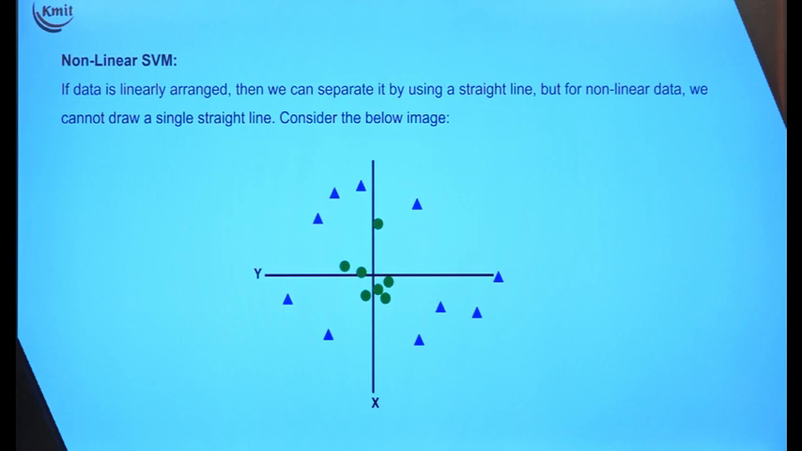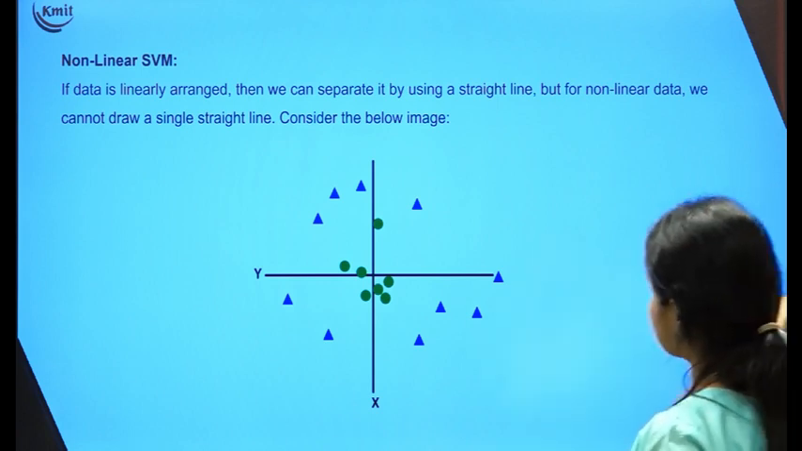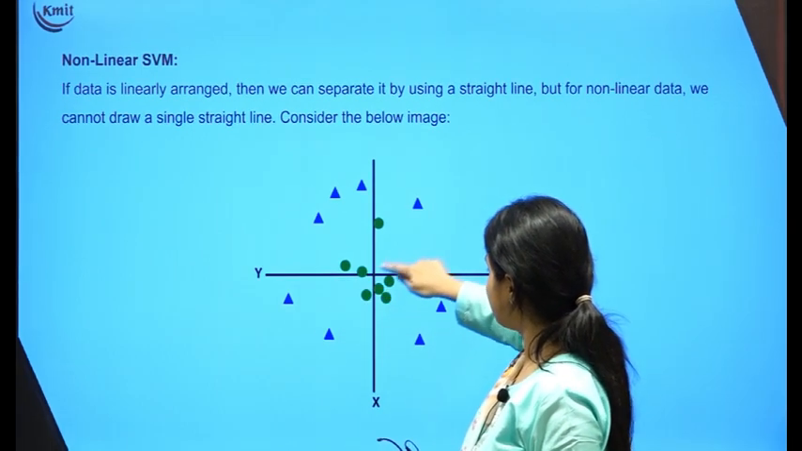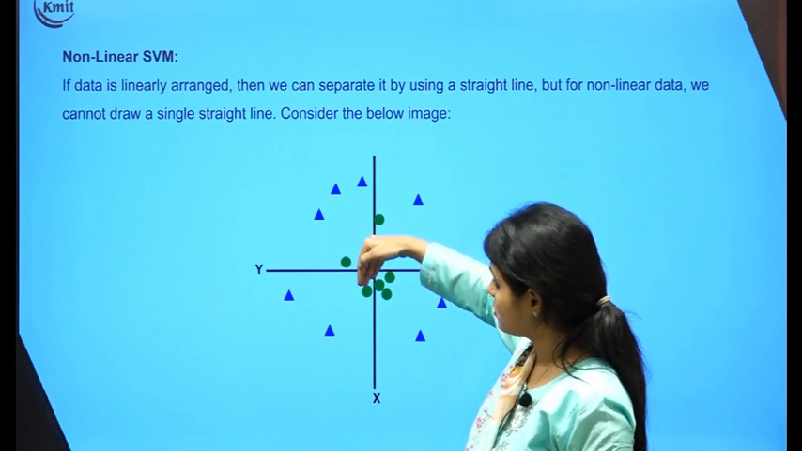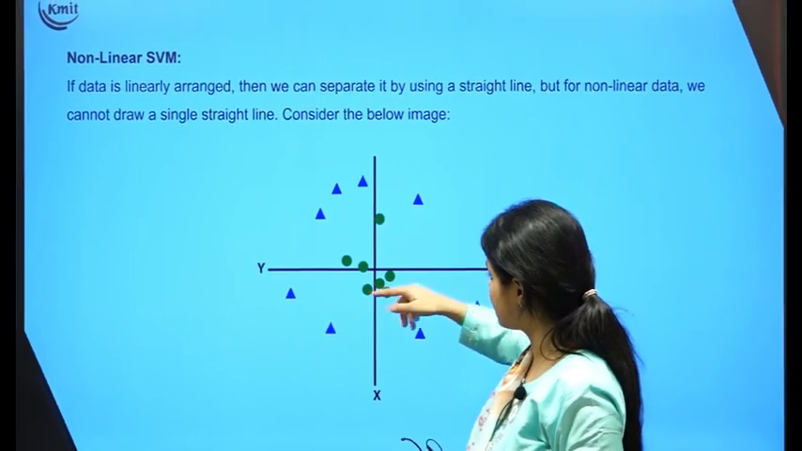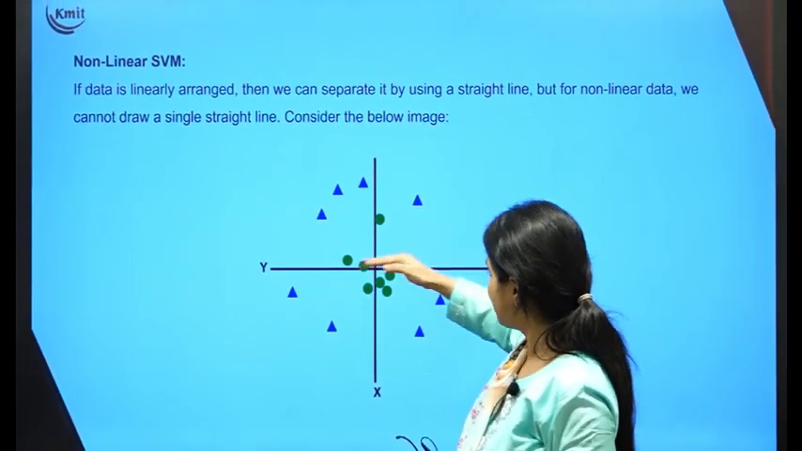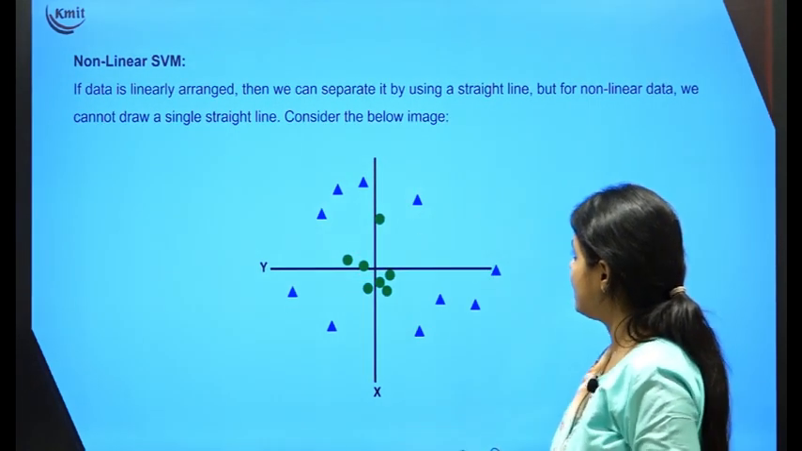Now when you talk about non-linear SVMs, as you can see, I can't draw a single line and separate, because if I draw a single line and separate, what will happen? Let me draw a line like this. If I draw a line like this, there are a few greens and blues on this line. If I draw a line like this, same thing. This data is not linear.